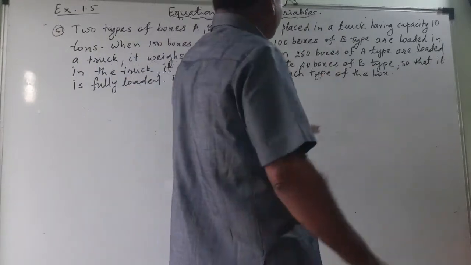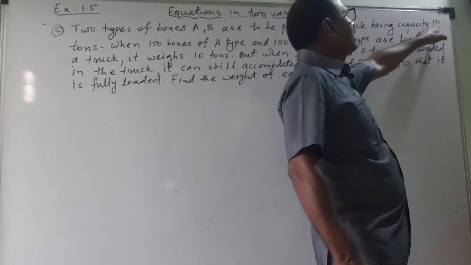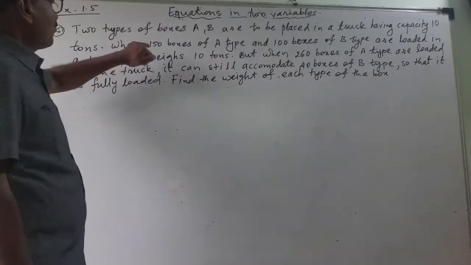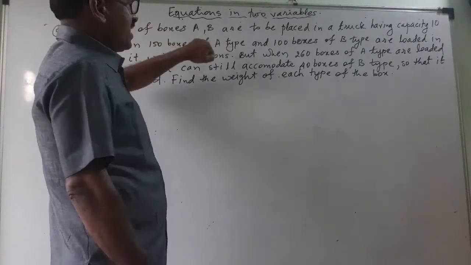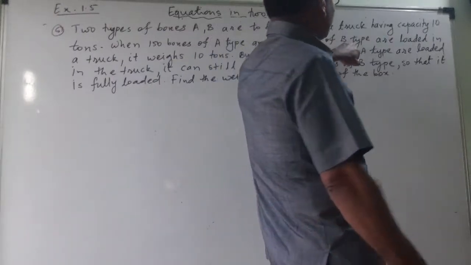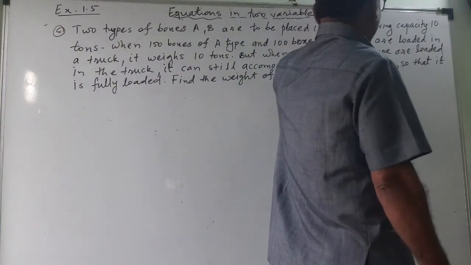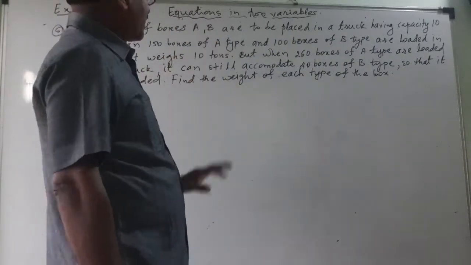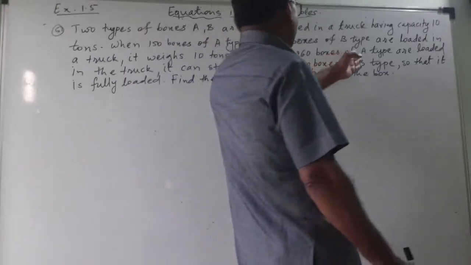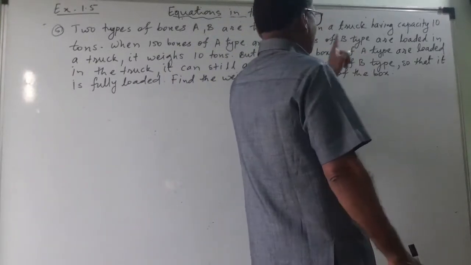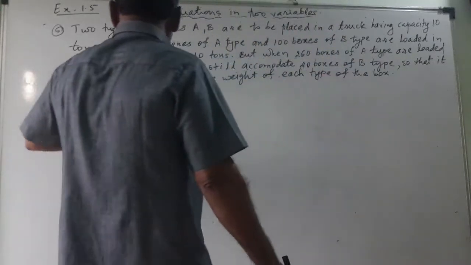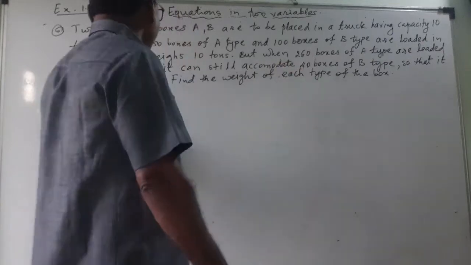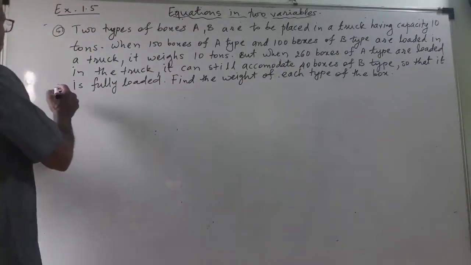The truck has a capacity of 10 tons, meaning more than that we cannot load. When 150 boxes of A type, meaning 150X, and 100 boxes of B type, meaning 100Y, are loaded in the truck, it weighs exactly 10 tons, that is 10 into 1000. But when 260 boxes of A type, meaning 260X, are loaded, it can still accommodate 40 boxes of B type, meaning 40Y. Then again it will be 10 tons. Okay, solution.